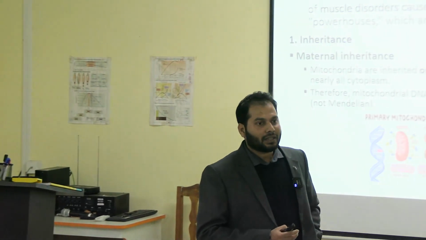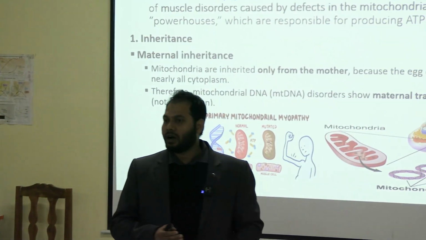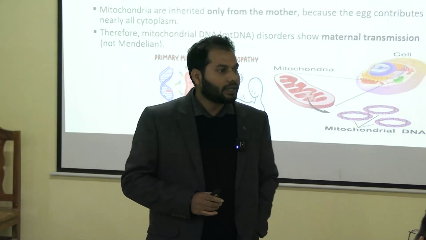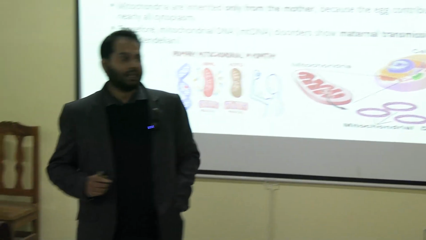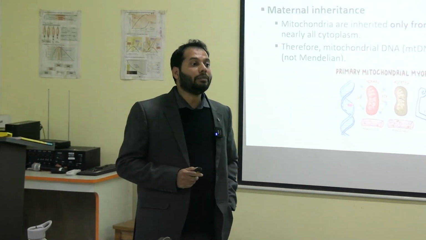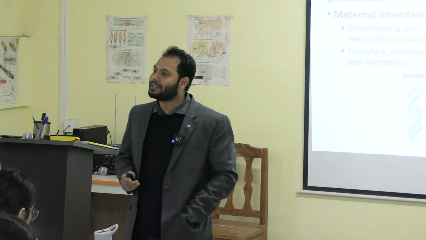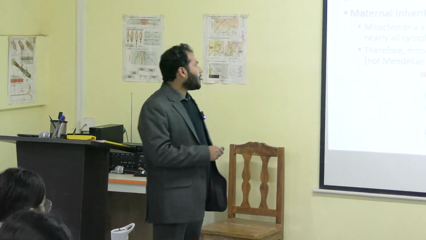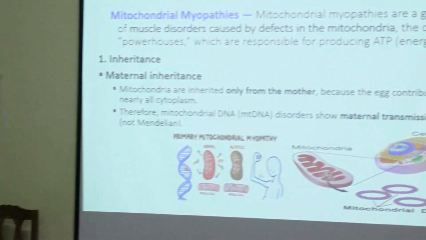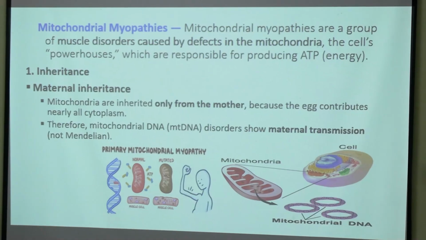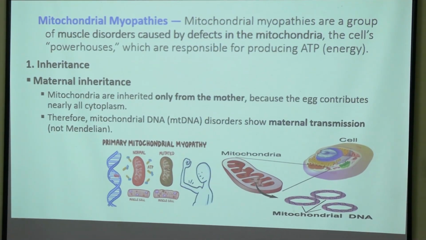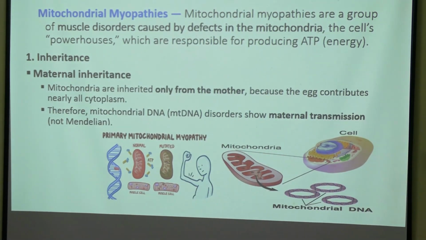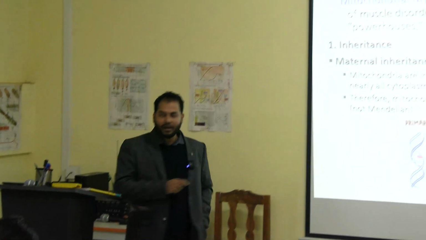As we know, the contribution in offspring by a particular parent means there is equal contribution of any characters into the offspring, right? But there are certain patterns of inheritance which are non-Mendelian inheritance. So mitochondrial inheritance is a type of non-Mendelian inheritance. ठीक है? So यहाँ पर क्या बोलते हैं? In maternal inheritance, mitochondria are inherited only from the mother because the X contributes nearly all cytoplasm. Therefore, mitochondrial DNA disorder shows maternal transmission, not Mendelian transmission.